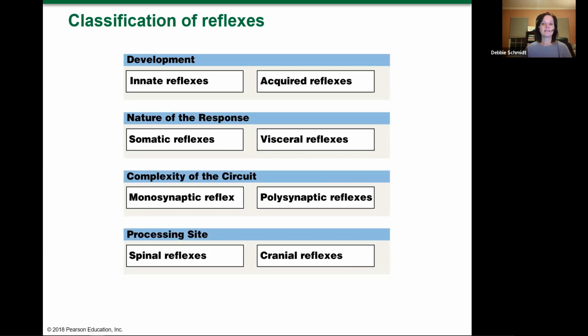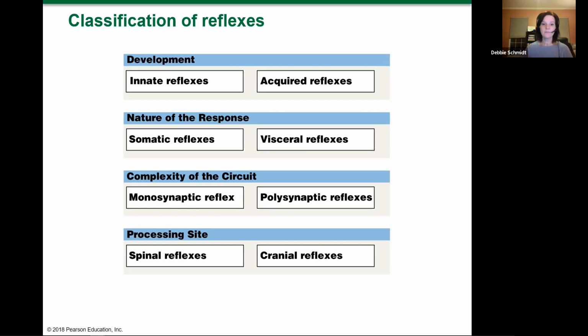And then we can classify them based on their processing site. Okay? We have spinal reflexes, which means that it doesn't even check with the brain. And then we have cranial reflexes, where the brain actually sends the response back down to whatever effectors we need.